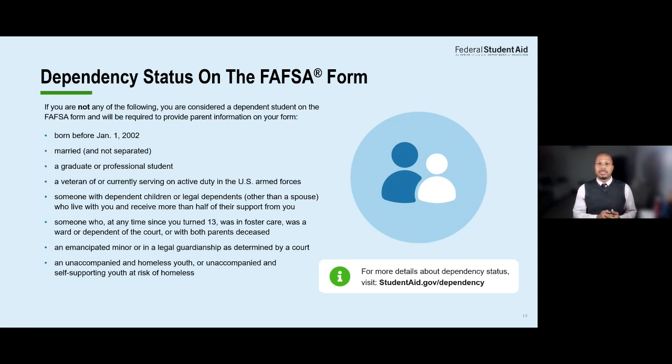And for those of you that joined us on the phone, I'm just going to go ahead and read through it for you. It's A, were you born before January 1st, 2002? I would raise my hand, but I like my youthful looks. Now, are you married and not separated? Are you a graduate or a professional student, a veteran, someone with dependents, or at the time you turned 13, you were in foster care, a ward of the court, a dependent of the court, or your parents were deceased, unfortunately. Emancipated minor or in legal guardianship as determined by the court, or you're an unaccompanied homeless youth, or unaccompanied self-supporting.